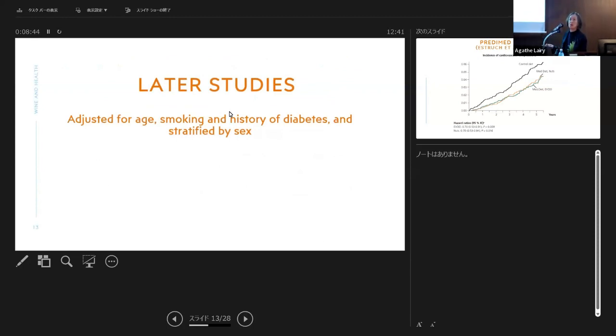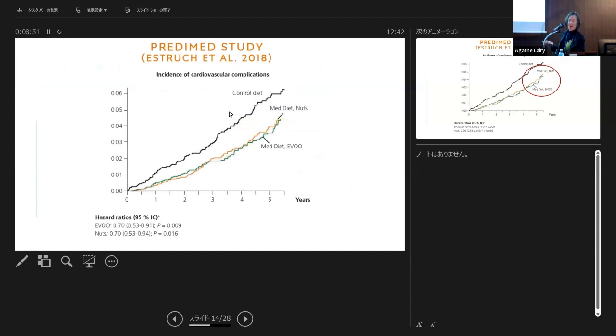Later studies, however, started to look at age, smoking, history of diabetes, and were stratified by sex. And this is coming from Ramon Estruch's PREDIMED study. And it was interesting. You can see here the control diet, which was relatively low fat. I believe that was one of the primary things, being low fat. But here it was more the Mediterranean diet with nuts and with eggs, which also included wine. But you can see here a significant difference in the incidence of cardiovascular complications. In fact, after 5 years, they found they had to stop the study because the difference with the diet was significantly different and disadvantaged those on the control diet. And I think that says quite a lot.